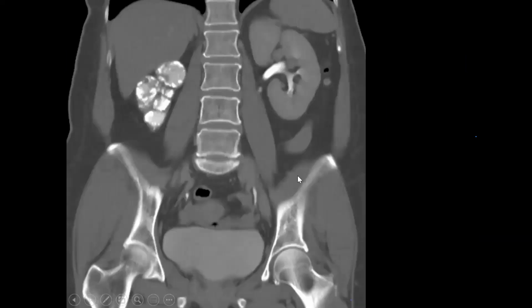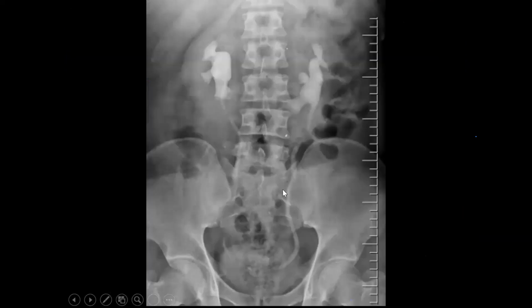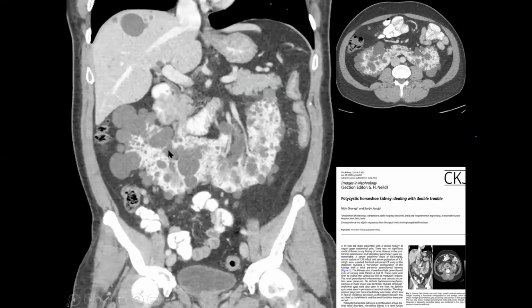So just a few spotters. You can see the putty kidney on the right side, the normal kidney on the left side. Here you can see the renal abscess on the left side. Here there is a fluid level and the milk of calcium cyst on the right side. Again, here you can see the fusion of the lower pole because of the horseshoe kidney. This is another example where horseshoe kidney is associated with polycystic kidney disease. So this is the simultaneous presence of polycystic horseshoe kidney in the same patient.